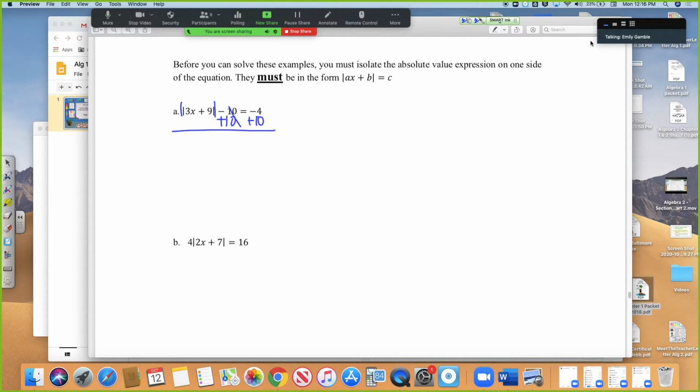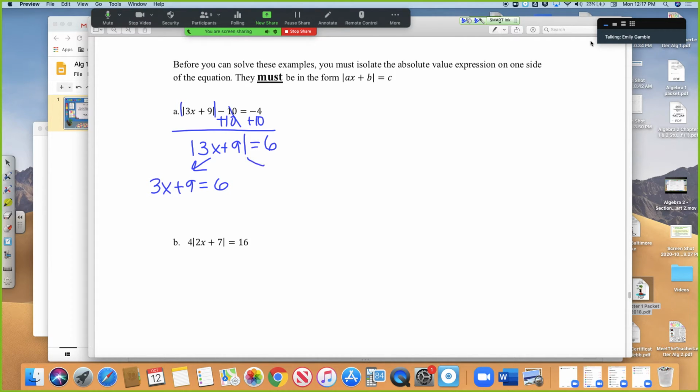When I add 10 to both sides, these cancel out. I'm left with the absolute value of 3x plus 9 equals negative 4 plus 10 is 6. Now this equation is isolated. The absolute value bars are by itself. We cannot touch the 3x or the 9 until we get rid of the absolute value bars. When we go to solve this equation, we split it up into 2 separate equations. The first one looks exactly like this, just take away the absolute value bars. So it's going to be 3x plus 9 equals 6.